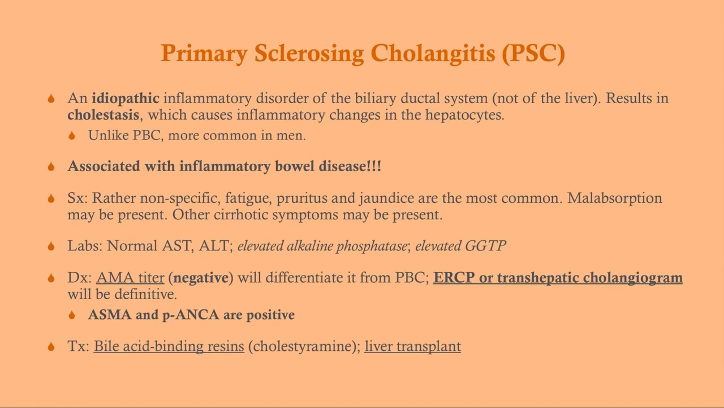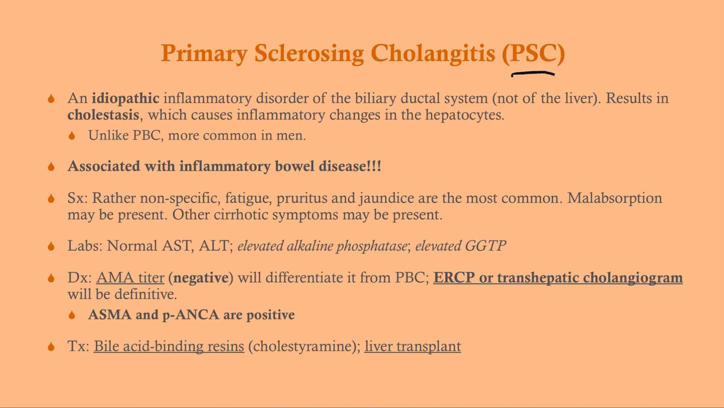Okay, primary sclerosing cholangitis. This is an idiopathic inflammatory disorder of the ductal system. So we're not talking about the liver here. We're talking about the small bile ducts. Now, ultimately, because you have cholestasis, you will have inflammatory changes in the hepatocytes, but the origin of this disorder is in the ductal system.